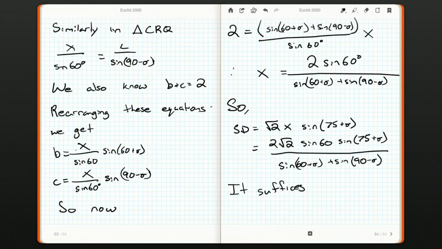Well, I don't need this 2 and this root 2. Those guys are just cluttering things up. And sine 60, that's already a constant. So what I need to do is show that what's left over, everything involving sigma, happens to sort of cancel out in some way and become a constant value.